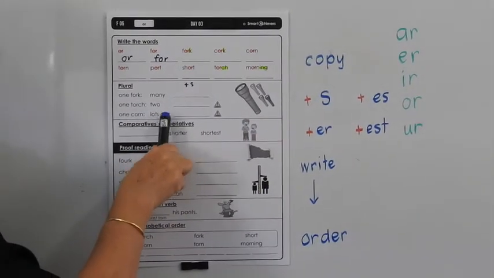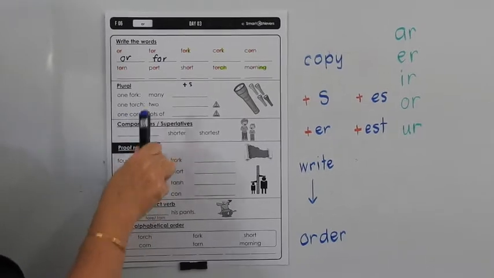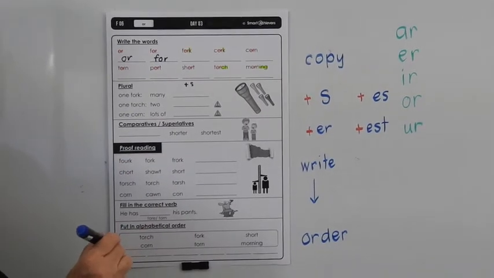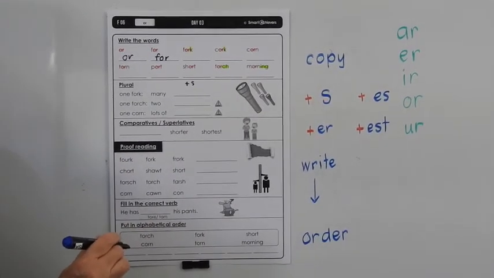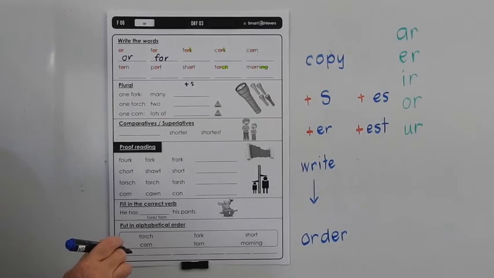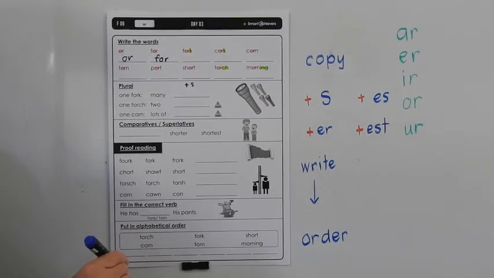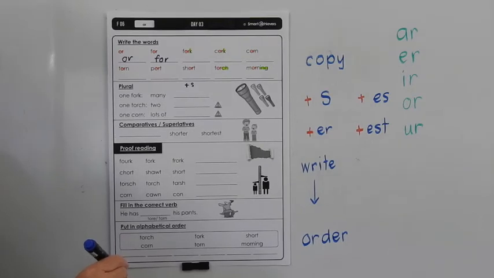One corn, lots of. Oh, that's tricky because you don't say one corn, lots of corns. You say one corn or a lot of corn. When you go to the movies and you buy a box of popcorn, you don't say, I'm eating a box of popcorns.